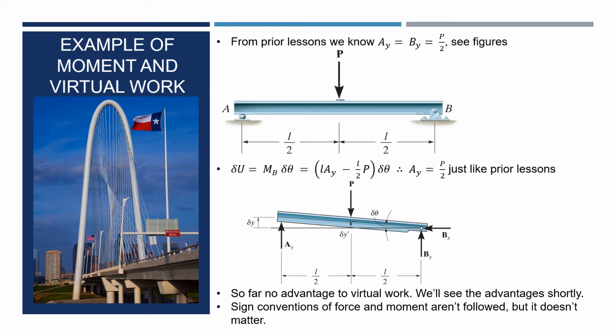Now, you'll notice the sign conventions aren't followed. L times Ay is clockwise. Normally, we consider that negative. It doesn't really matter because we're going to set the virtual work equal to 0.